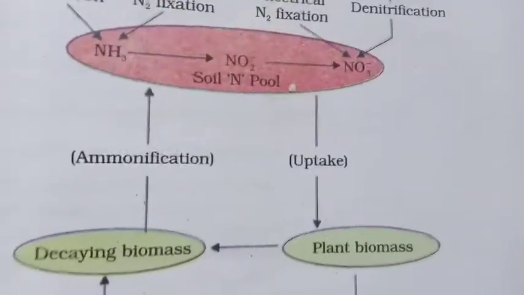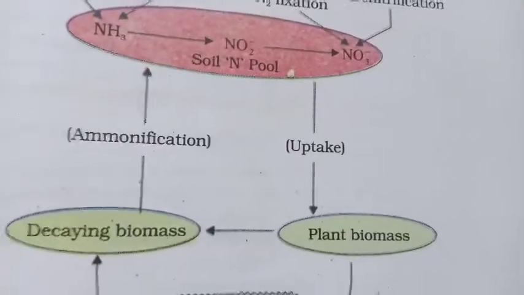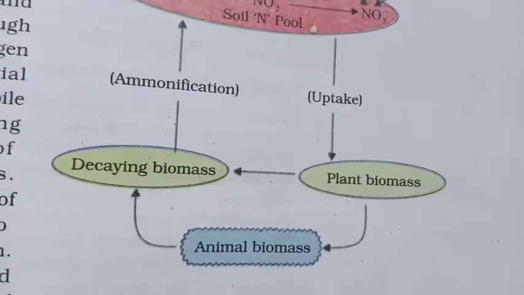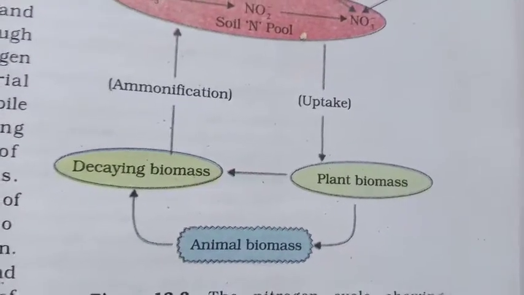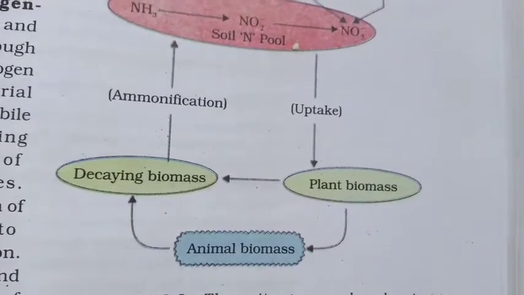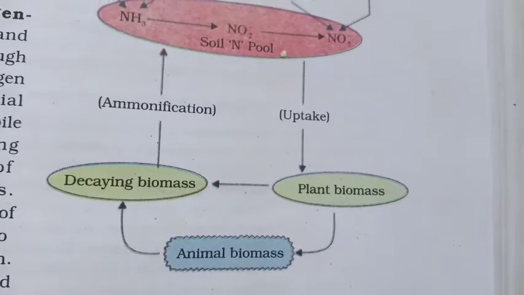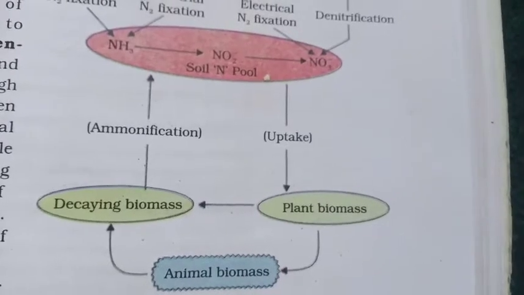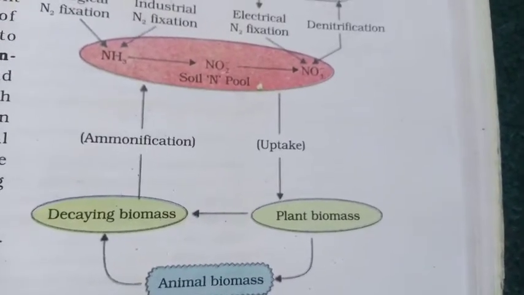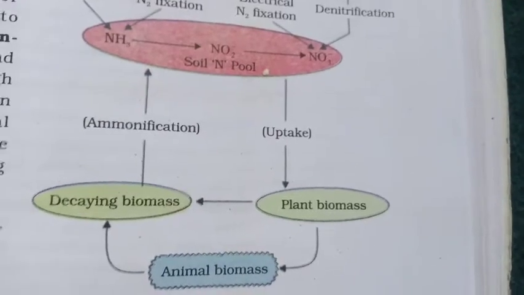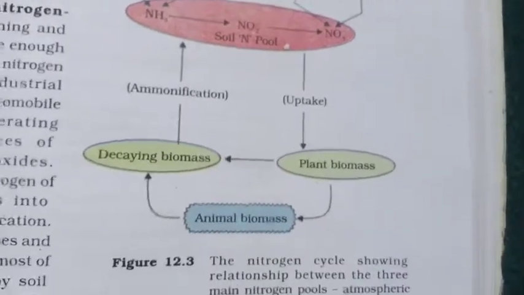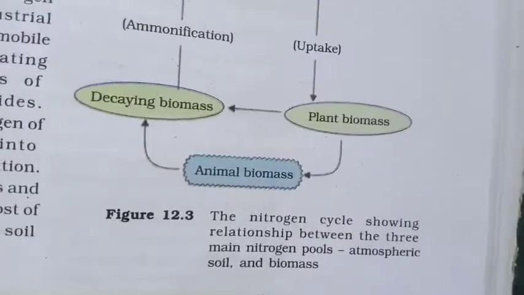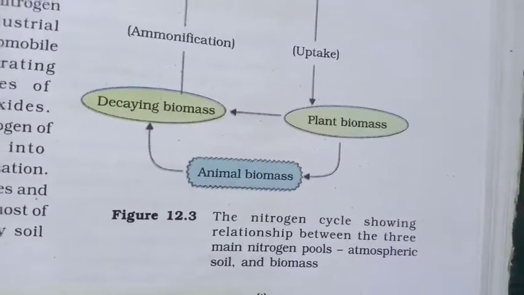This nitrogen in the form of nitrate is taken up by the plants, and then plants are consumed by animals and the nitrogen gets into the animal systems, or the plant biomass may directly decay. When dead plants decay, this nitrogen gets into the soil again, is converted to ammonia again, and is added to the soil pool. This is how the nitrogen cycle is carried out in the atmosphere, soil, and the biomass.